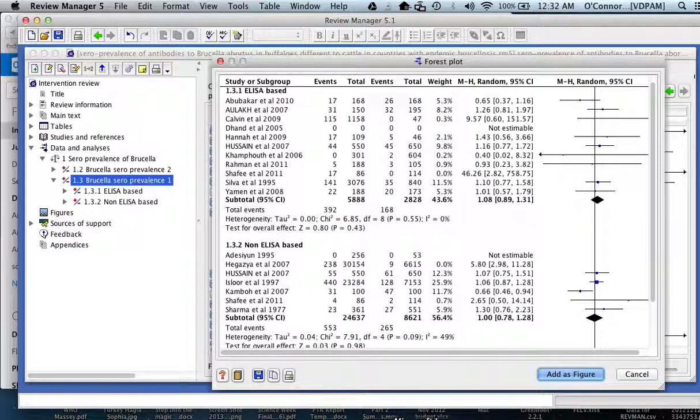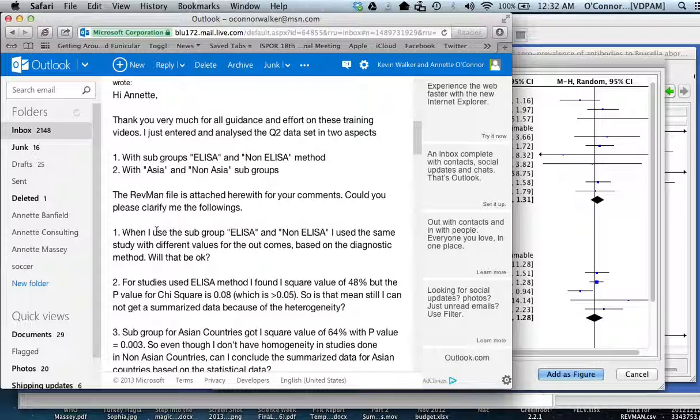Now I just want to, there were a couple of questions and I want to check that I answered these. So there was a question around, when I use the subgroup ELISA or non-ELISA, I use the same study with different values for the outcome based on the diagnostic method. I'm not quite sure I understand that. So if you're changing the ELISA such that in one study the SP cutoff is 0.4 and in another the SP ratio is 0.2, then that would not be valid. I mean, they have to be different studies.